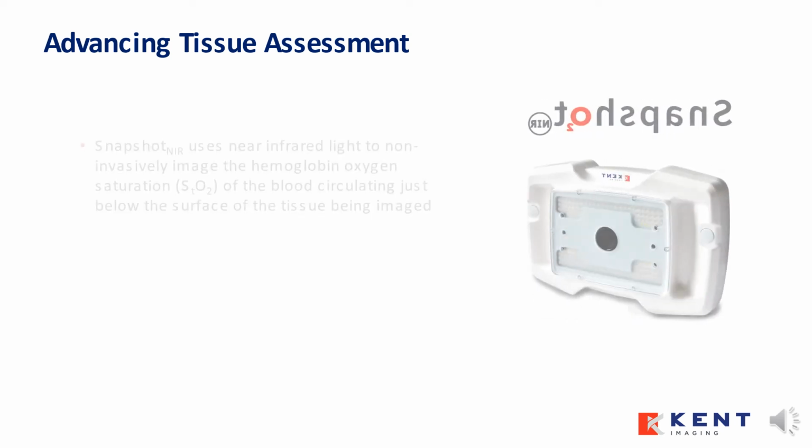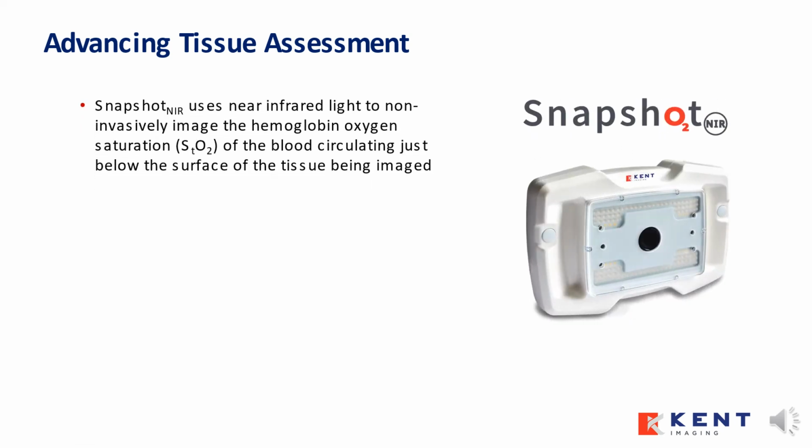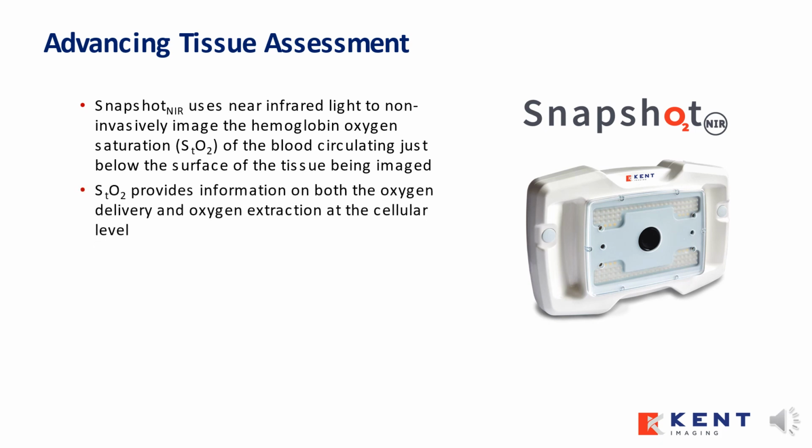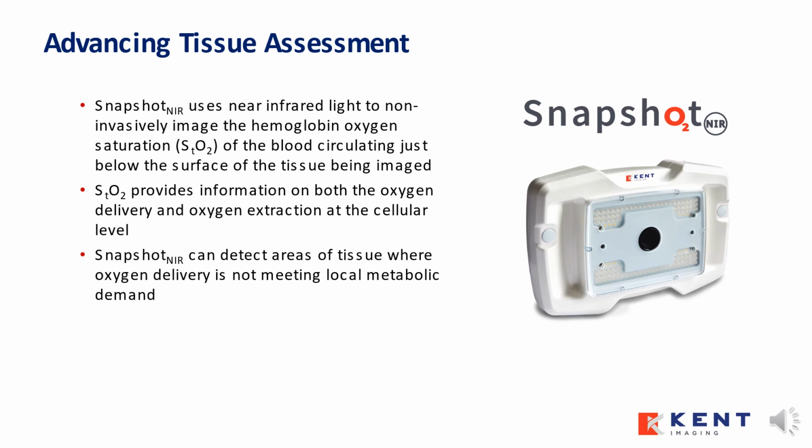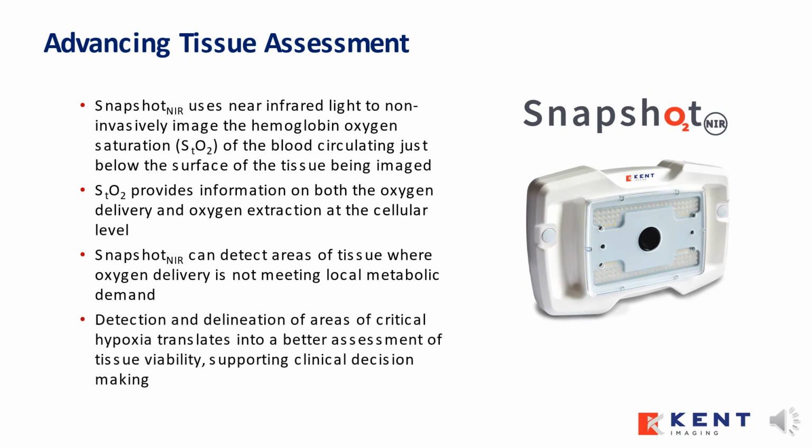By measuring tissue hemoglobin oxygen saturation, near-infrared spectroscopy imaging with SnapshotNIR provides information on both the oxygen delivery and oxygen extraction at the cellular level. With this technology, a physician can determine areas where oxygen delivery is not meeting local metabolic demand. Detection and delineation of these areas of critical hypoxia provide a better assessment of tissue viability and translate into enhanced clinical decision-making.